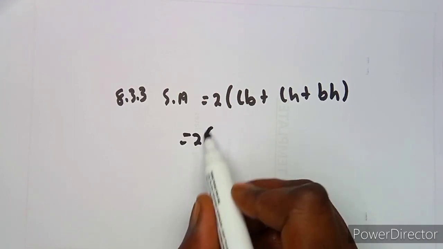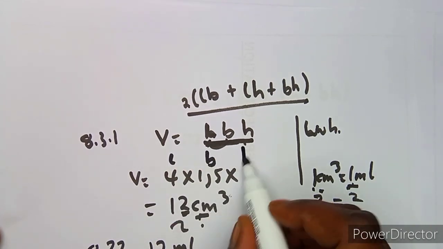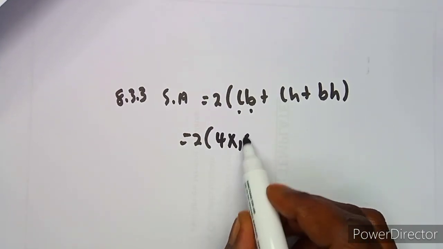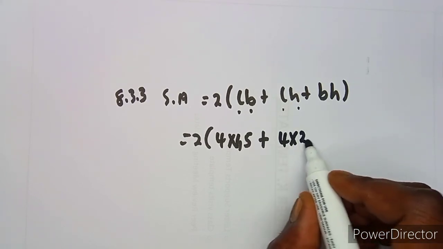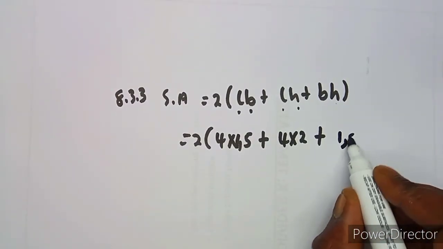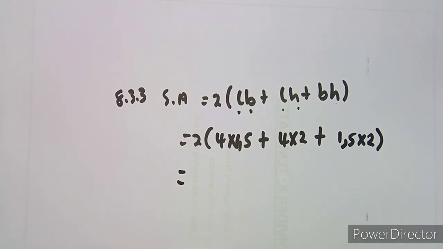So remember, you have L and B. This was our L, our B, and our H. So our L is 4 times 1,5, plus LH, which is 4 and 2, plus BH, which is 1,5 times 2. So it's just like that. So that's what you're going to have there for the total surface area. What you just need actually is to also apply your calculator properly.